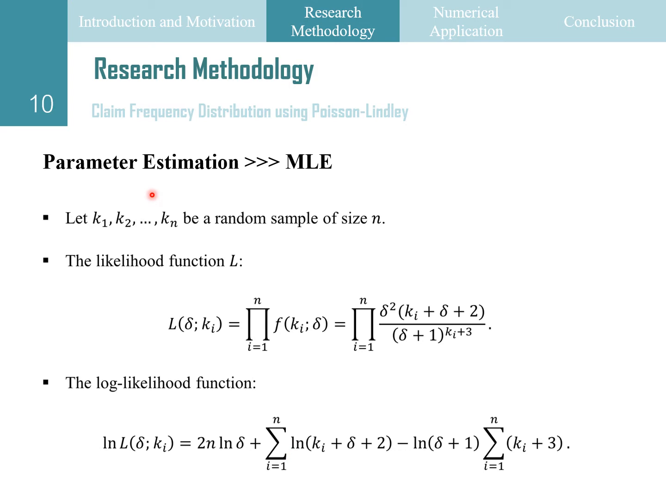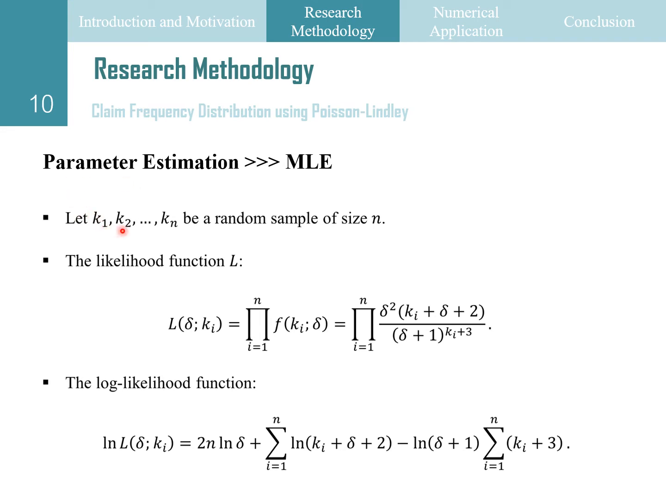The maximum likelihood estimation or MLE is widely used to estimate model parameters. The basic idea is to choose the parameter value that maximizes the likelihood function, which is the probability density of the observed data. The principle of maximum likelihood is to estimate the value of the parameter that makes the observed data most possible. The methodology of MLE for the Poisson-Lindley distribution is presented as follows.